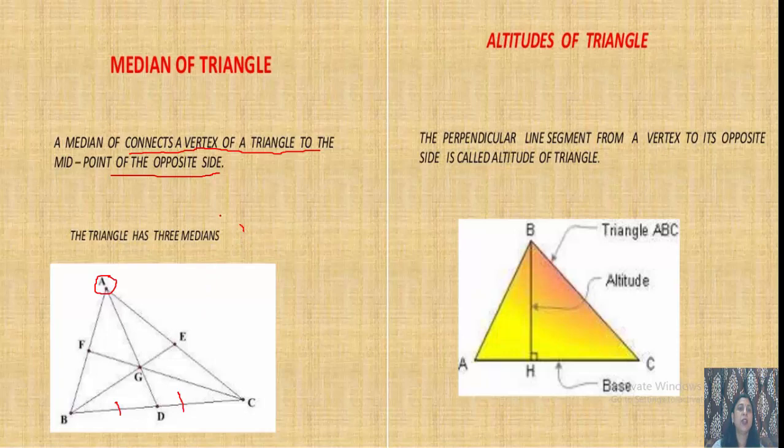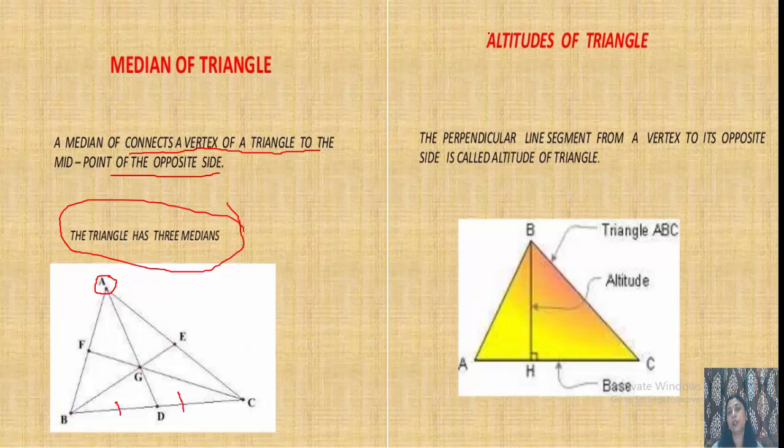करता है. A triangle has three medians. Okay, as you can see in this figure, AD is the median to the side BC, BE is the median to side AC, and CF is the median to side AB.